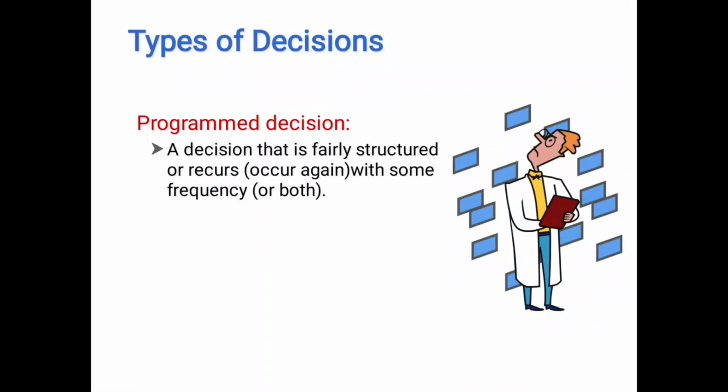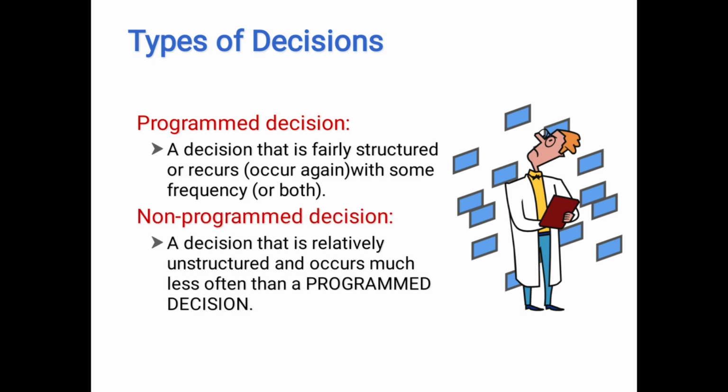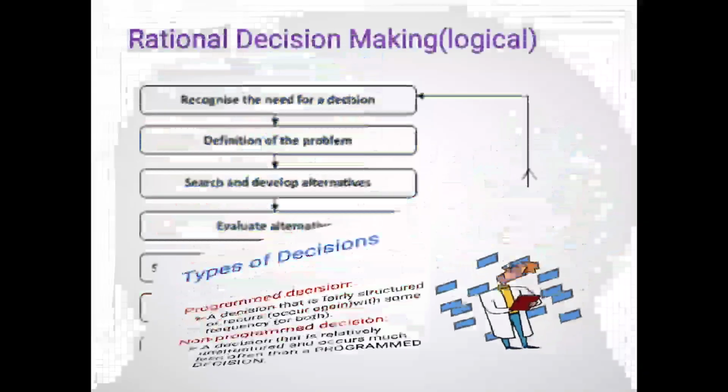Types of decisions. A programmed decision is a decision that is fairly structured or recurs with some frequency. A non-programmed decision is a decision that is relatively unstructured and occurs much less often than a programmed decision.